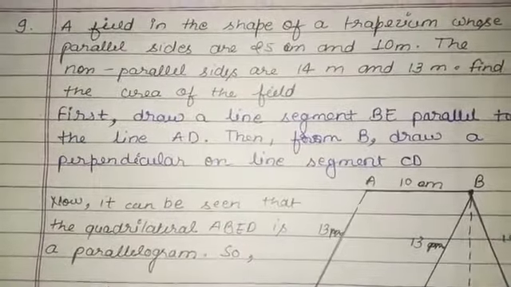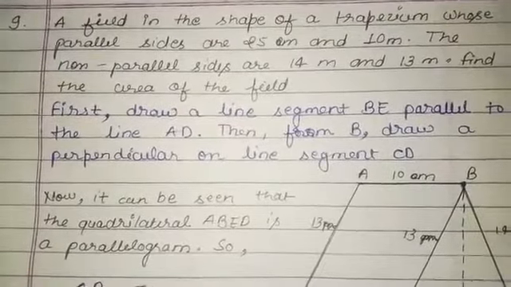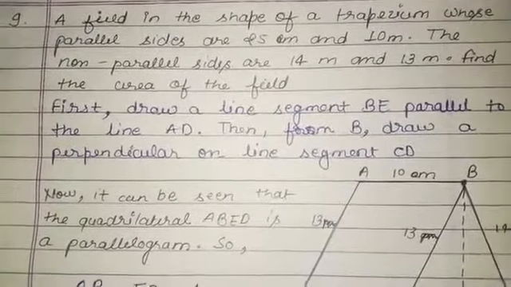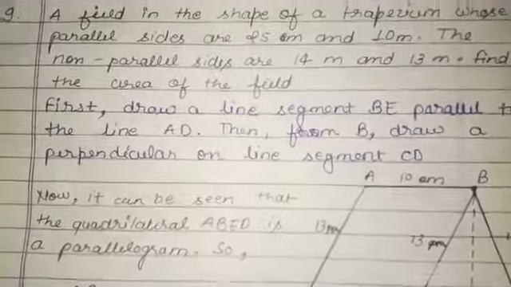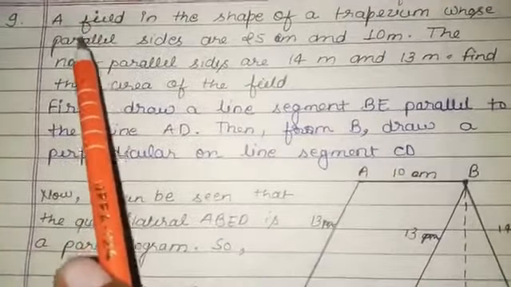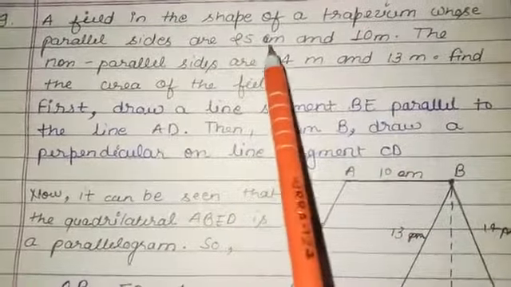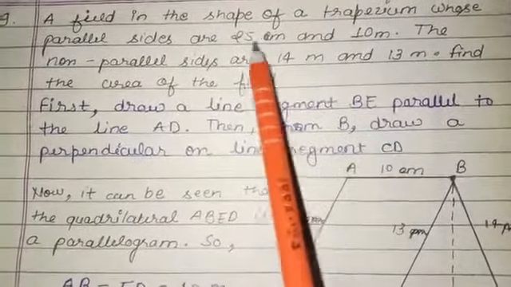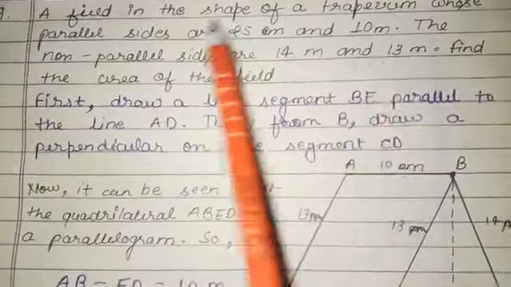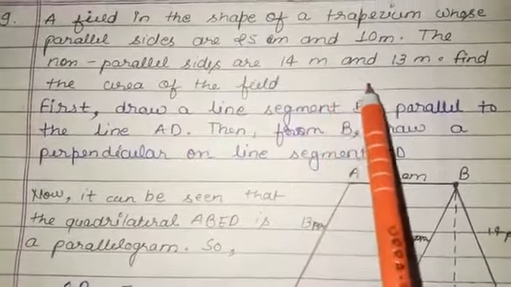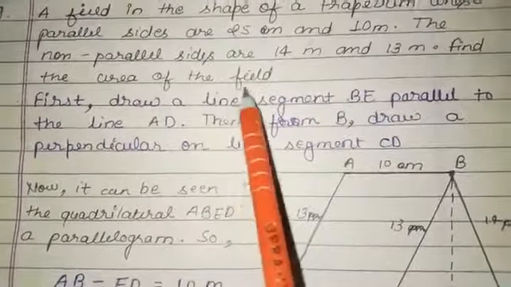Today we will discuss the solution of NCERT. Today we will solve question number 9 of exercise 12.2 in mathematics. The question is: a field in the shape of a trapezium whose parallel sides are 25 meter and 10 meter. The non-parallel sides are 14 meter and 13 meter. Find the area of the field.